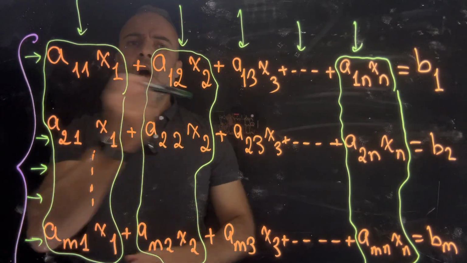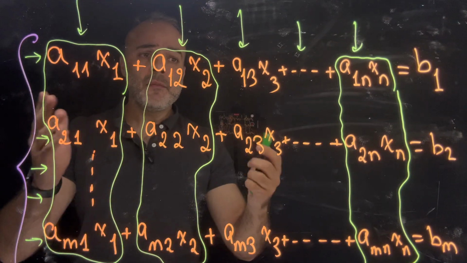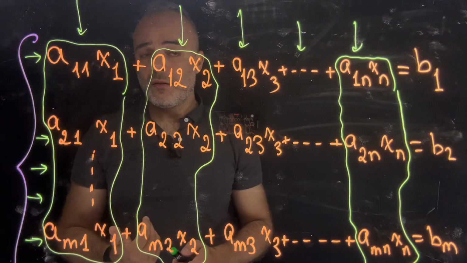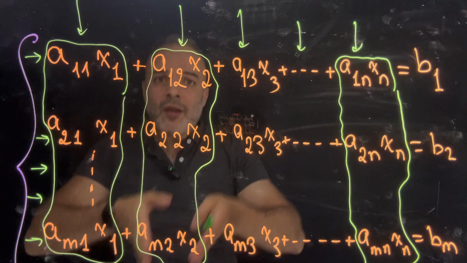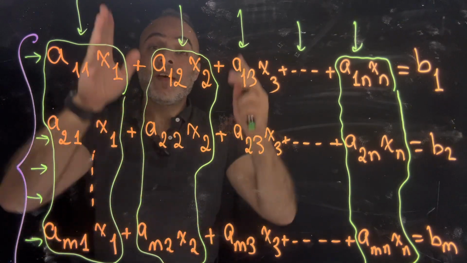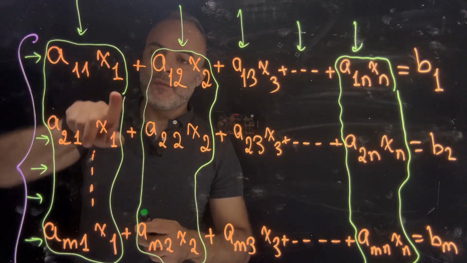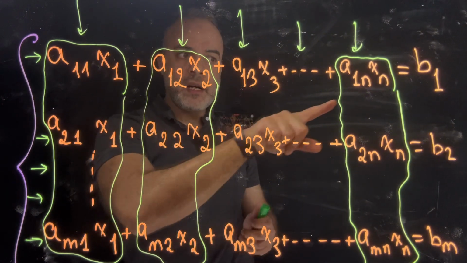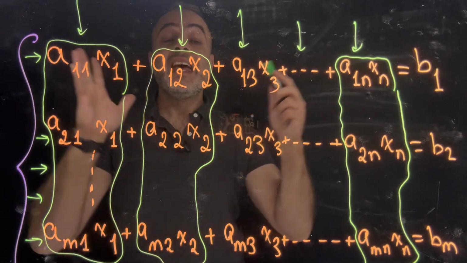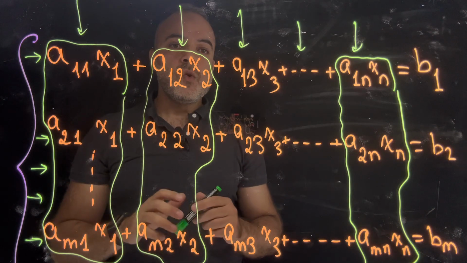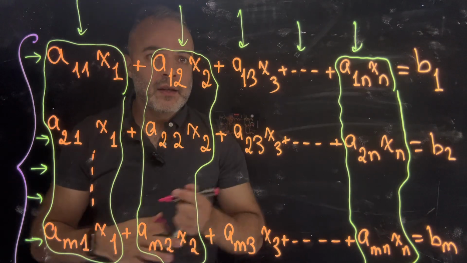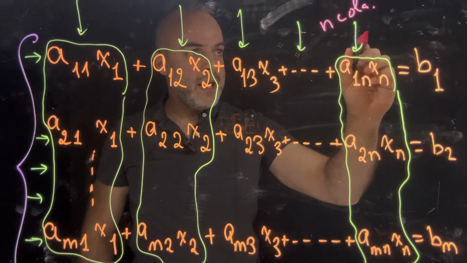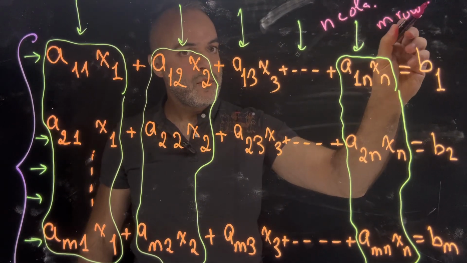So how many rows do we have here? We have m rows. Why? Because we have m equations, right? How many columns do we have here? We have n columns. Why? This is the first column corresponding to x1, then x2, then x3, then etc., then xn. So of course we're going to have n columns, right? So n columns and m rows.